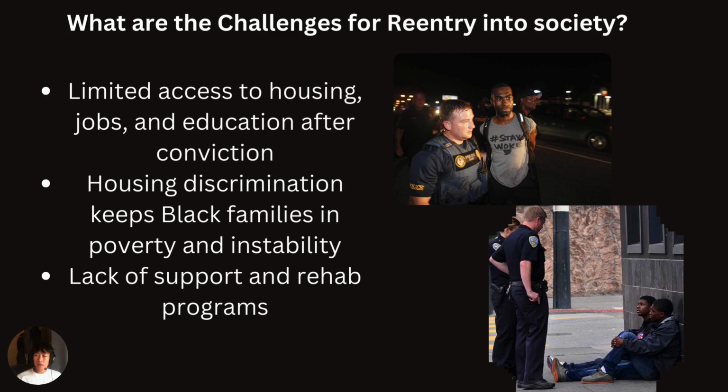Housing discrimination traps black families in poverty and instability, because African Americans make up a large amount of individuals in poverty, and poverty often leads to crime. This can mean that convicts trying to start a family can't get stable housing. Because they can't get stable housing, this leads to the endless cycle of poverty, crime, and conviction. Next, there's a lack of support for rehab and support programs. There are many challenges for re-entry into society, so this emphasizes the critical importance of having thorough support services for people re-entering society after incarceration.